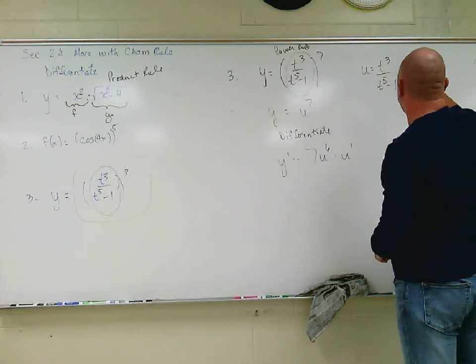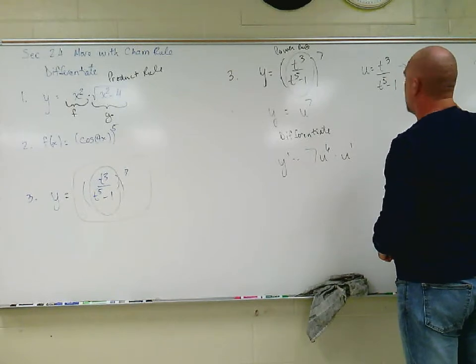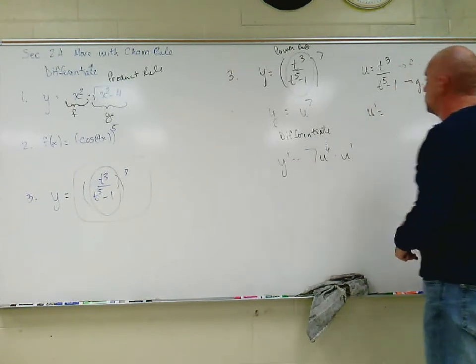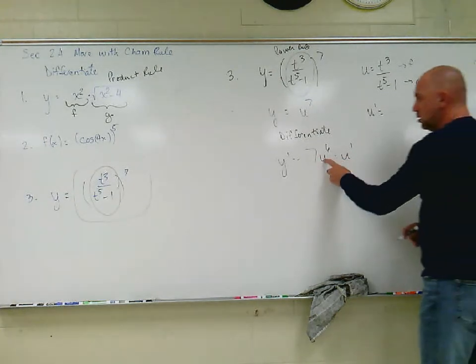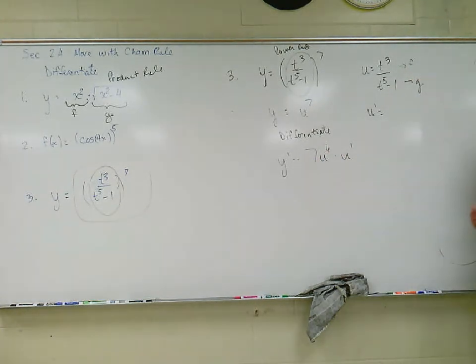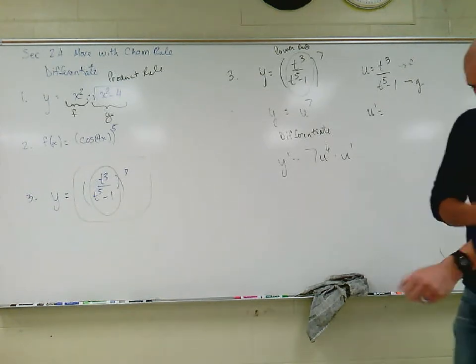So I would call this F, maybe this G, and write my quotient rule out and do that. Once you find u, and once you find u prime, you sub in. So take a second to finish that problem, and then we'll go from there.